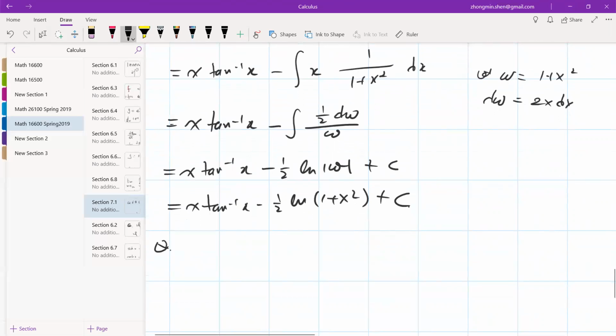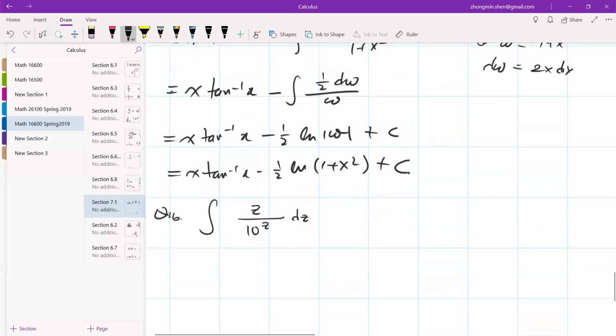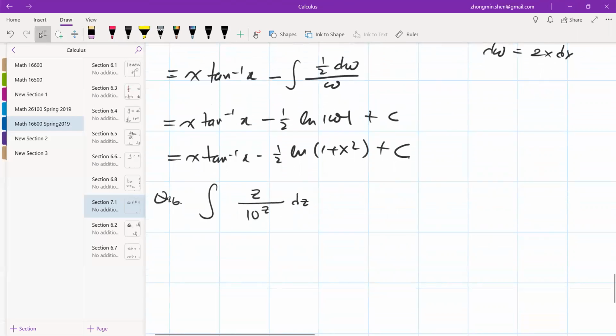Do problem number 16. Integral of z 10 to the z dz. I think this is similar to the problem x e to the x dx. I remember that. It's the same type. So we try to get rid of the x over there, right? So I'm going to express it in this form. This is my dv, that's u.